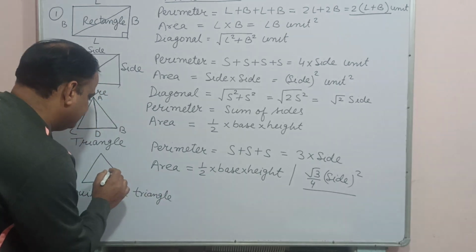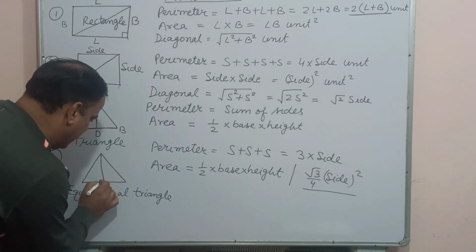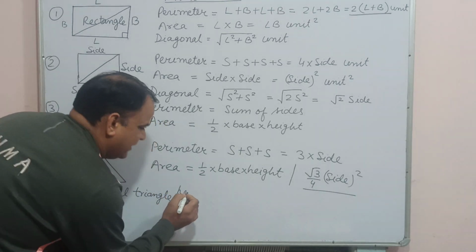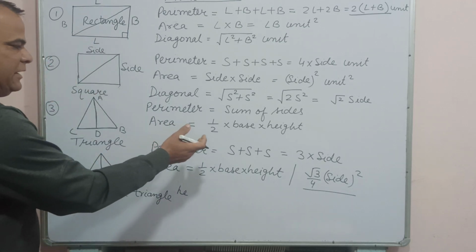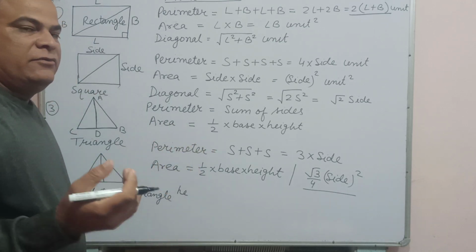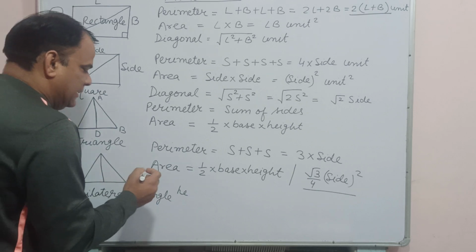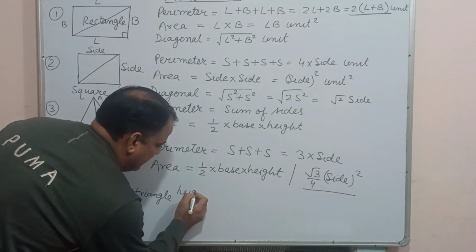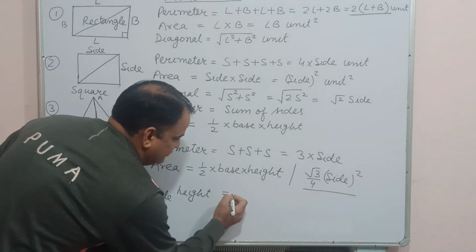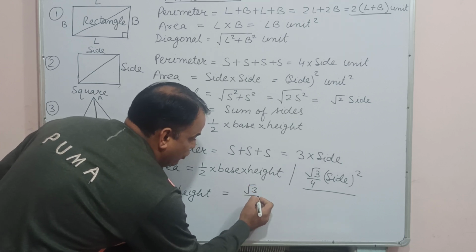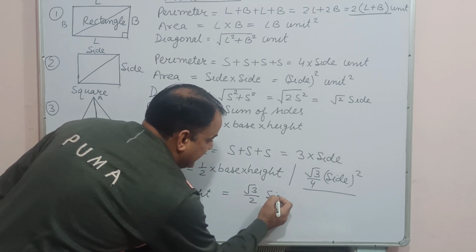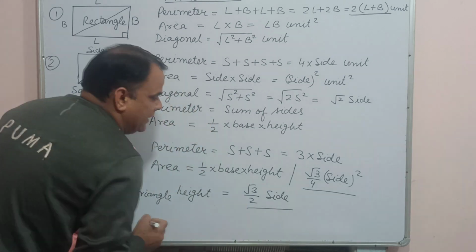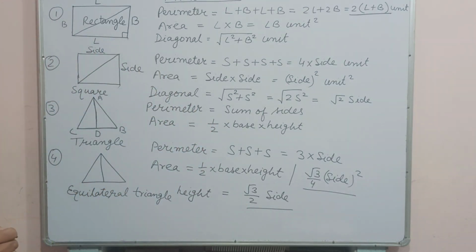Now the height of the triangle. Sometimes we are given the perimeter or the area, and we have to find the height of the triangle. Height equals under root 3 upon 2 into side. That is the height of the equilateral triangle.